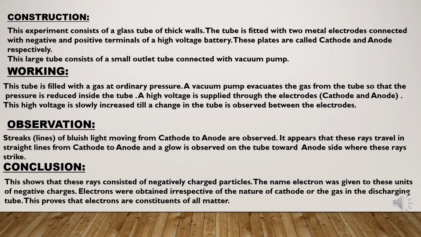How the tube was constructed or the experiment was designed basically comes in the construction. This experiment consists of a glass tube of thick walls. The tube is fitted with two metal electrodes, and the metal electrodes were connected with the negative and positive terminals of high voltage battery. These plates are called cathode and anode respectively. This large tube consists of a small outlet tube connected with the vacuum pump.